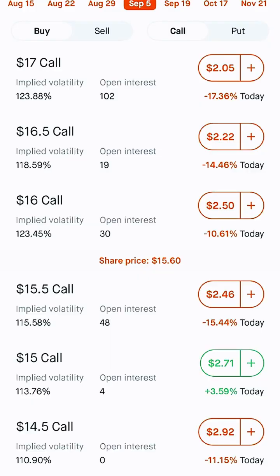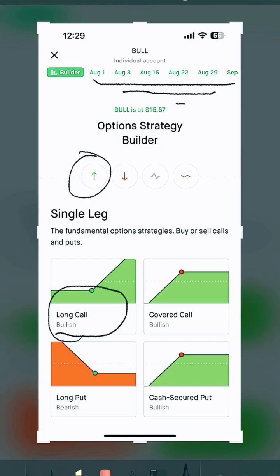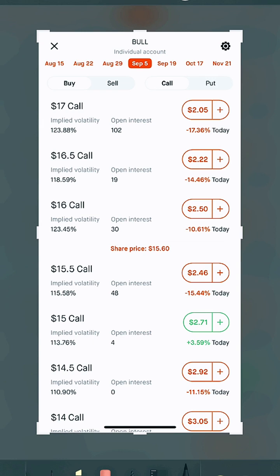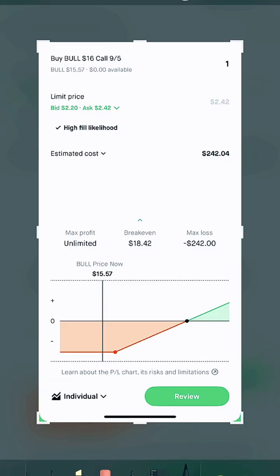You don't own 100 shares of it. You literally think it's going to go up. I'll get the $16 call to expire September the 5th. And it says limit price. So I can tell them, can I get this for $2.20 instead of $2.42? Or I can say, just get me in the trade. I'm about to tell you what open interest is. I just wanted to give these people an idea of what it looks like.